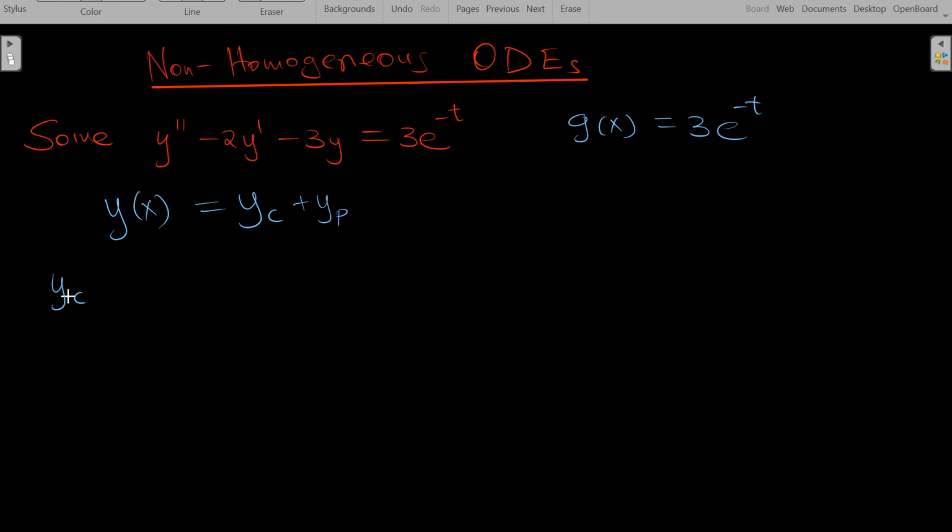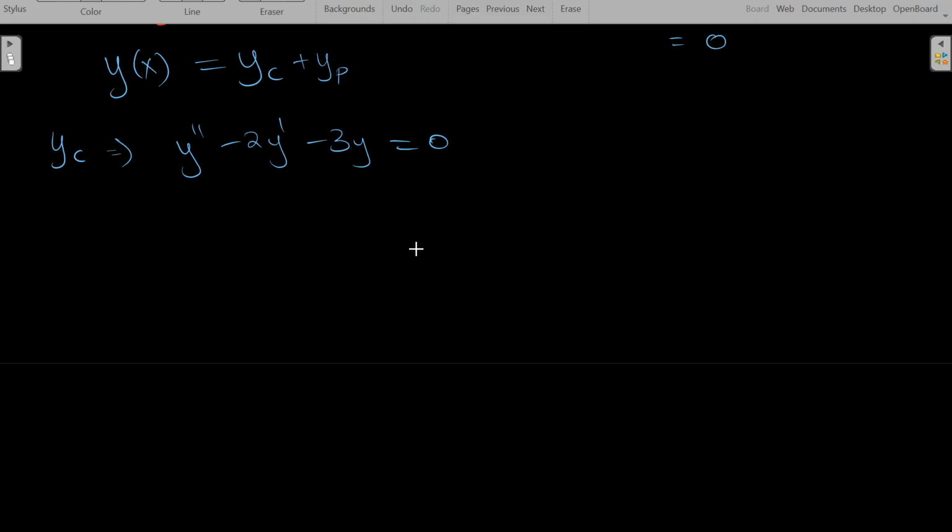To solve for yc, you assume g of x equals 0. So you model a different second order differential equation: y double prime minus 2y prime minus 3y equals 0. That's the model we'll be working with. Okay, so let's compute this. Just normally, let's get our y as e raised to mx, the normal way we have been doing in the introduction.